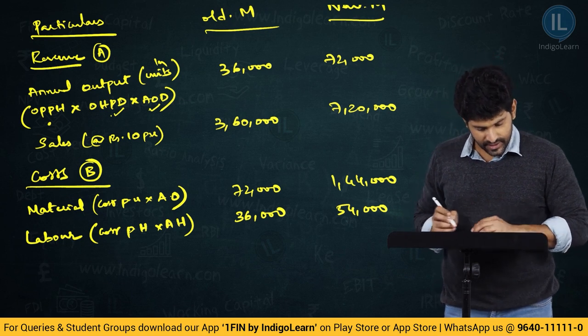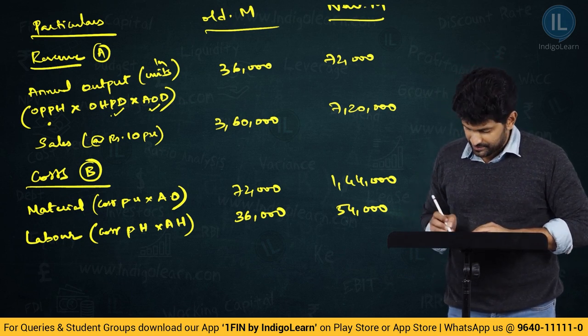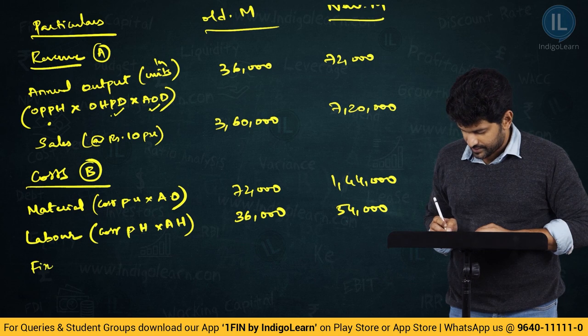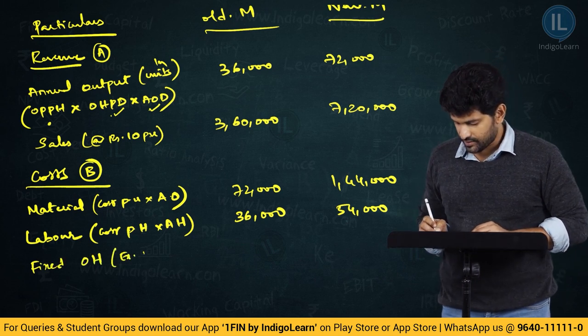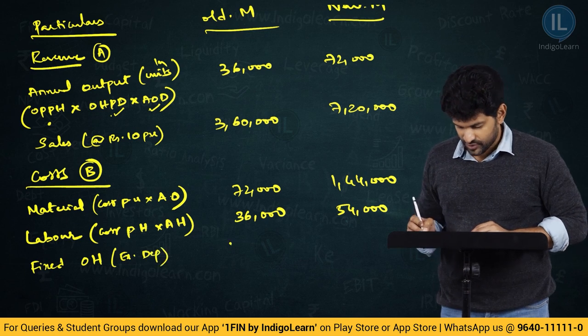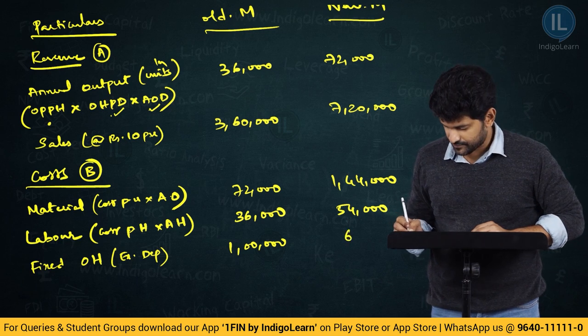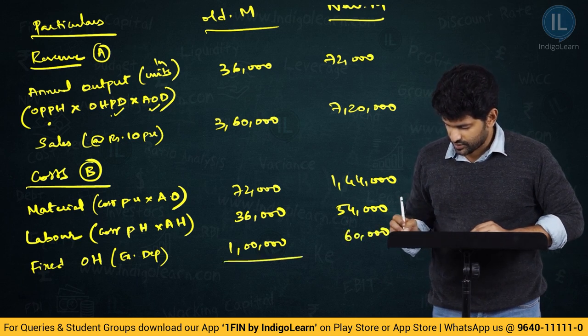54,000. Then next, fixed overhead per annum excluding depreciation. So, fixed overhead excluding depreciation, that is directly given to us, it is 1,60,000. So, what are the total costs now?